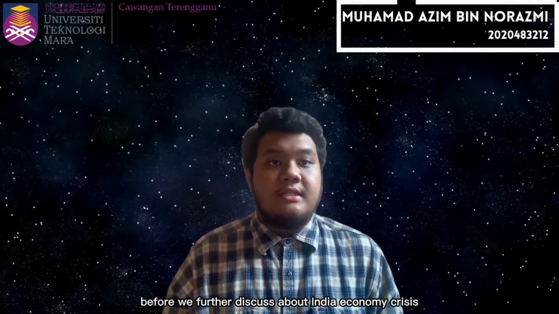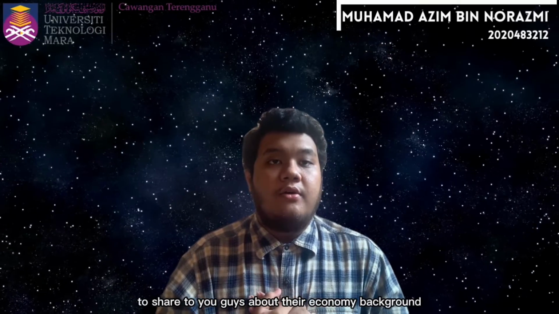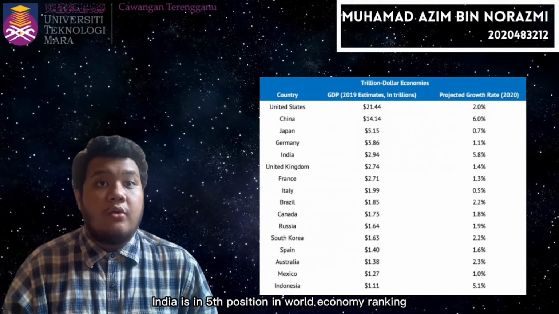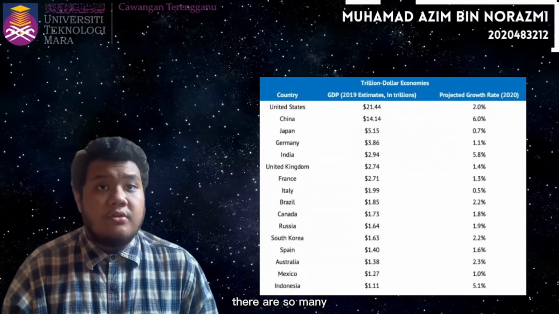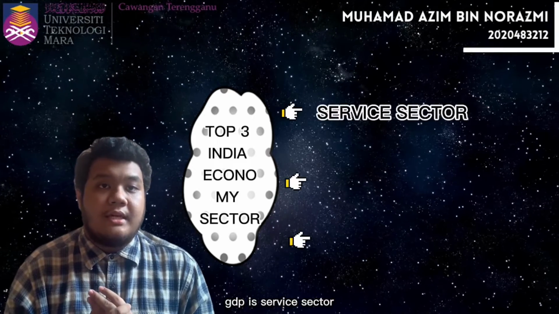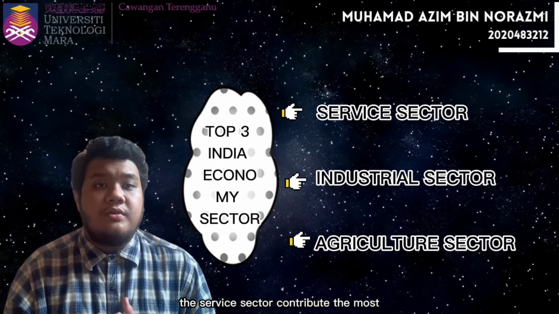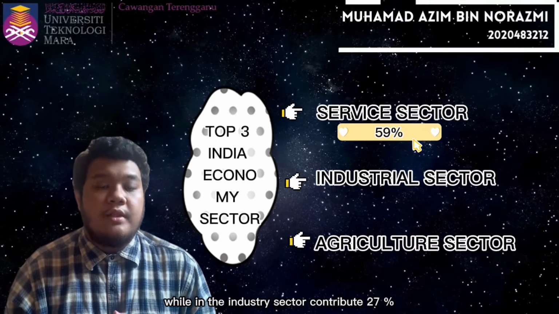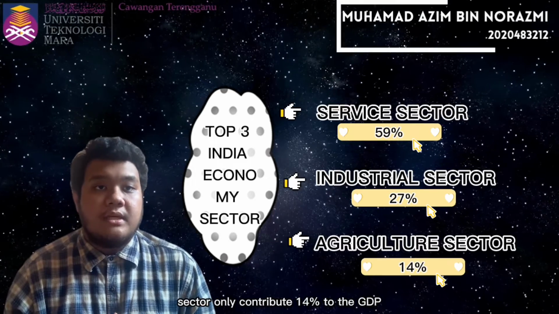Before we further discuss India's economic crisis, I would like to share with you guys about their economic background. Do you know India is in 5th position in the world economy ranking with a GDP of $2.651 trillion. The top 3 economy sectors that contribute to this GDP are the service sector, industrial sector, and agriculture sector. The service sector contributes the most with a percentage of 59%, while the industry sector contributes 27%, and the agriculture sector only contributes 40% to the GDP.